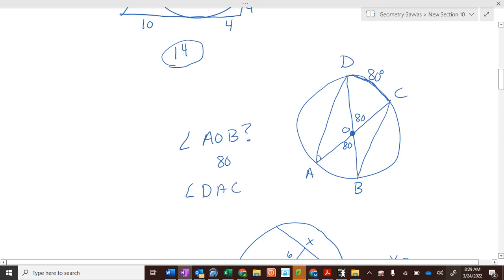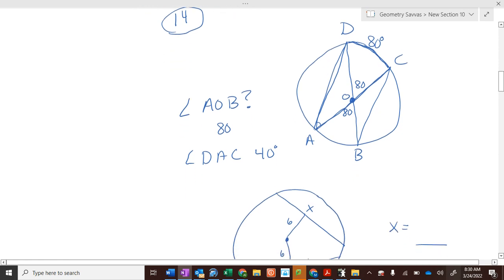DAC over here, this angle. How big is angle DAC? That's 40. Okay, that's 40 degrees because it's an inscribed angle, and an inscribed angle is half the arc. The measure of an inscribed angle is half the arc. That was the first question on your quiz the other day. Okay, that some of you got wrong.